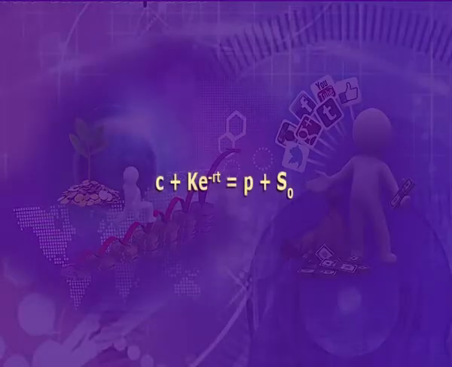The components of portfolio A are worth C and K e raised to power minus RT today, and the components of portfolio C are worth P and S0 today. Hence, C plus K e raised to power minus RT is equal to P plus S0. This relationship is known as Put-Call Parity.